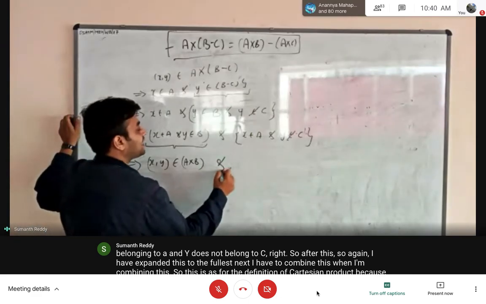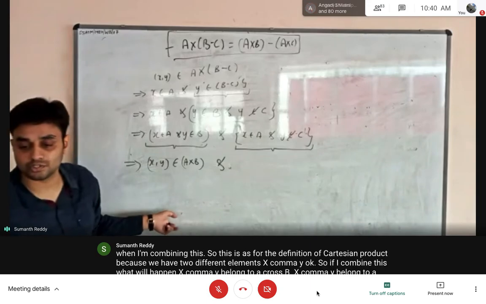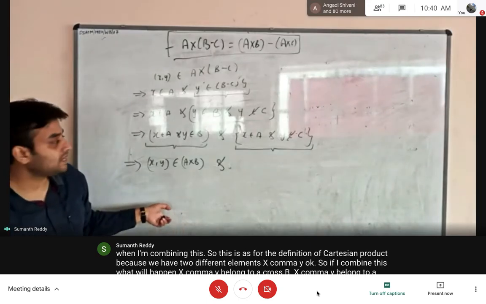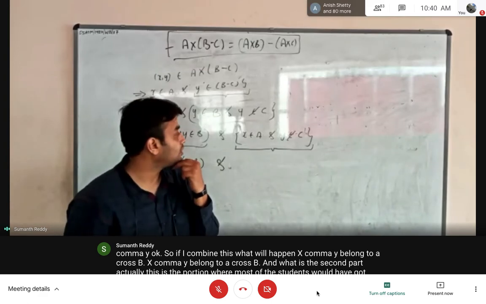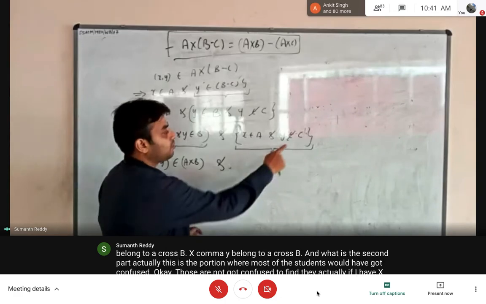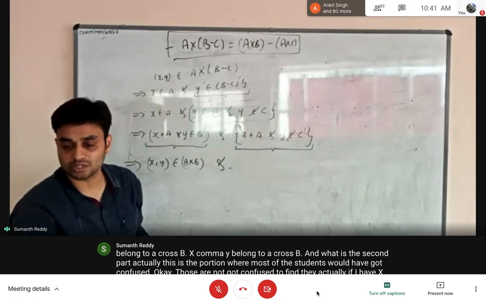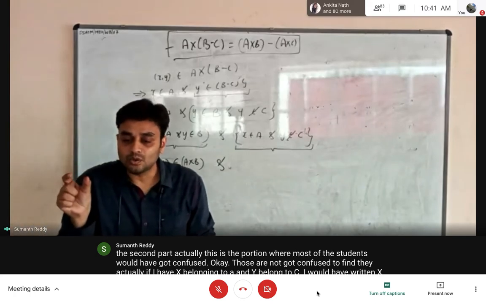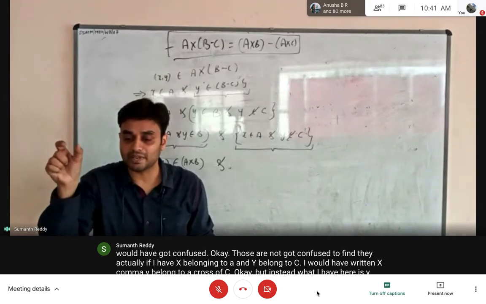And what is the second part? Actually, this is the portion where most of the students would have got confused. Okay, those who have not got confused, fine. See, actually, if I have x belonging to A and y belonging to C, I would have written x comma y belongs to A cross C. Okay, but instead, what I have here is y does not belong to C. Then if it does not belong to C, then I cannot include that particular ordered pair x comma y, right?